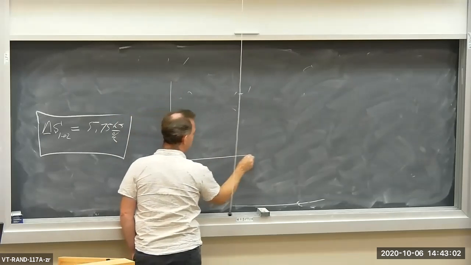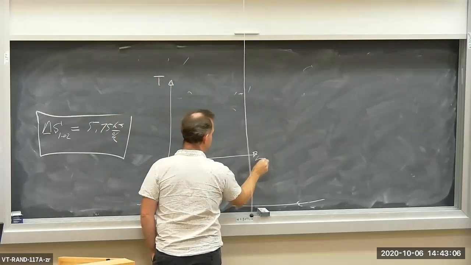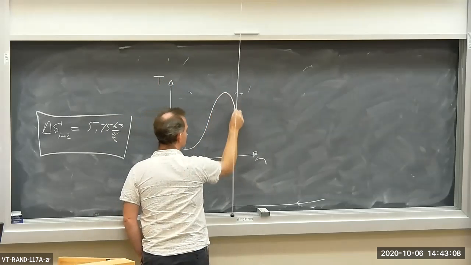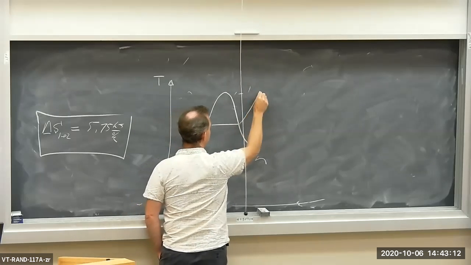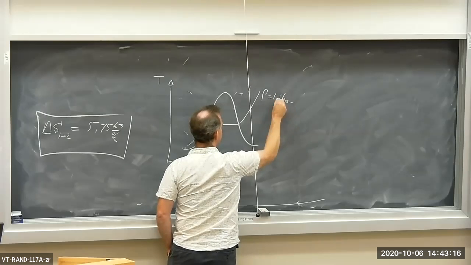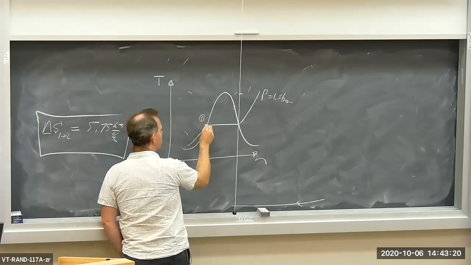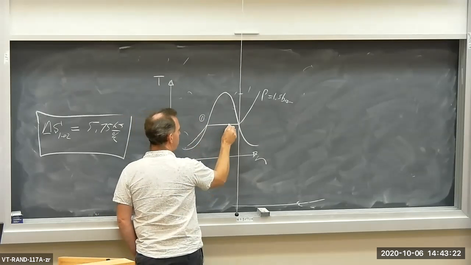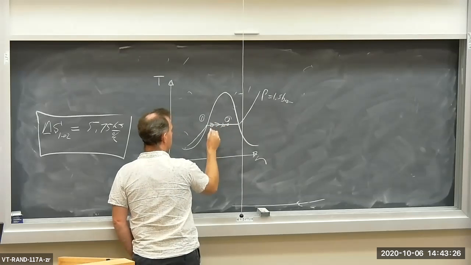So here's TV. Let's put this up one more time. So here's the specific volume. There's a dome. So here's the isobar. This is pressure, 1.5 bar. Okay? State 1 was a saturated liquid. And then we moved to state 2, which is some sort of mixture. Okay?